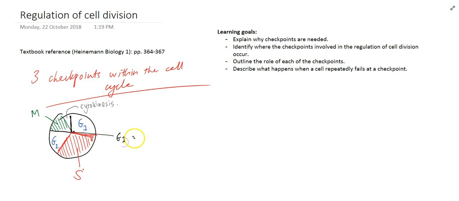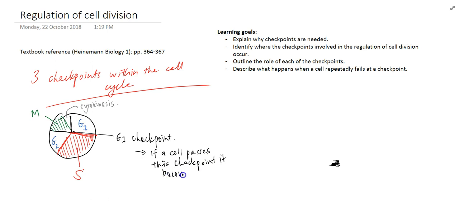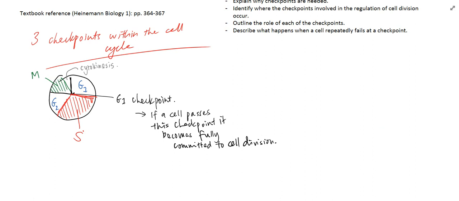We call this the G1 checkpoint here. This is the first of the checkpoints. The G1 checkpoint is actually one of the most important checkpoints. If a cell passes the G1 checkpoint, meaning that everything checks out at G1, the cell becomes fully committed to cell division at that stage. And if it fails, it might be arrested into G0 phase, which is something else. But okay, so this is the first of the checkpoints.